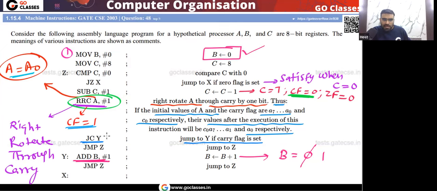Okay, is this clear? Because the carry flag is set, we jump to the location Y. In the location Y, there is an add instruction. So, very simple point. Now this value of B has become 1.